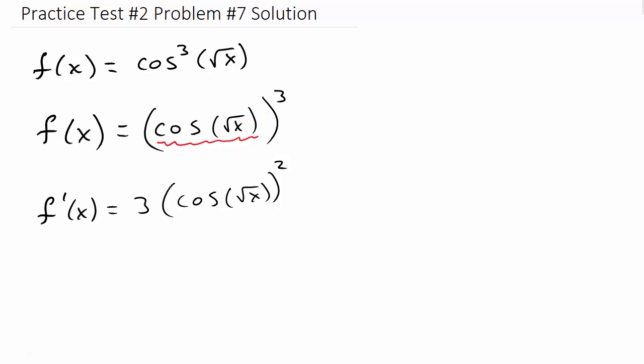Alright, and I'm going to do this in red, the derivative of cosine square root of x. So remember, the derivative of cosine is negative sine. But remember, when you're taking the derivative of cosine, it's negative sine times the derivative of what we're taking the cosine of. So this will be times the derivative of square root of x.